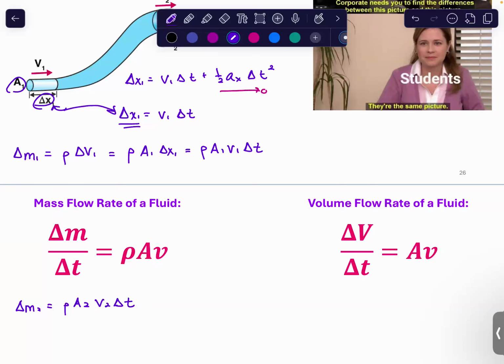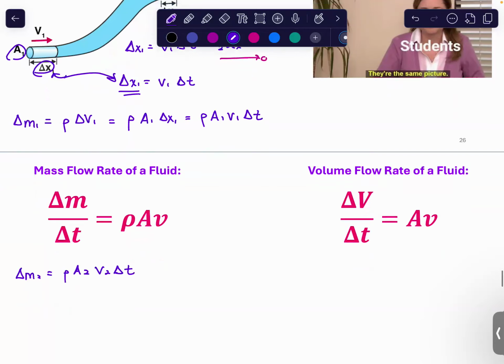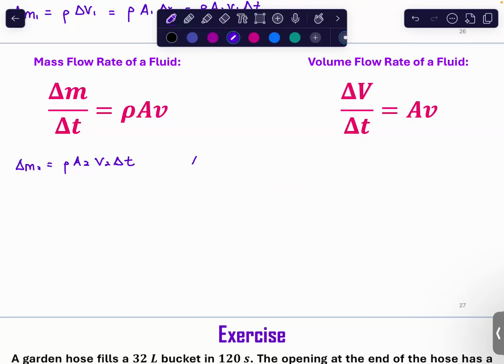And we said that the same amount of water has to cross both of them. So that means that delta M1 equals delta M2. So then we'll say rho A1 V1 delta T equals rho A2 V2 delta T. And when we divide out rho and delta T, we get A1 V1 equals A2 V2. So we end up at the continuity equation.